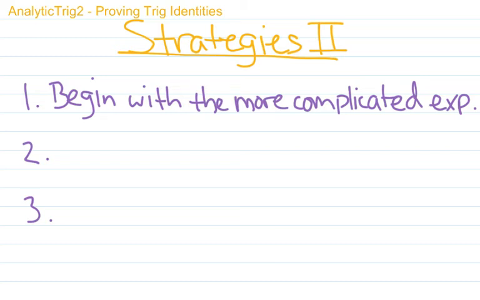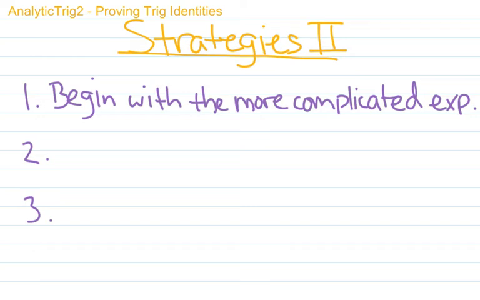Next set of strategies, the second set. I also have 3. The first one is this. This is your advice: begin with the more complicated expression. Sort of reminds me when I try to do my tasks, I try to start with the hardest one. Well, if I have the energy to do so. But usually it's easier to do the hardest one first, because when you work more tasks, you get tired. So start with the more complicated one.